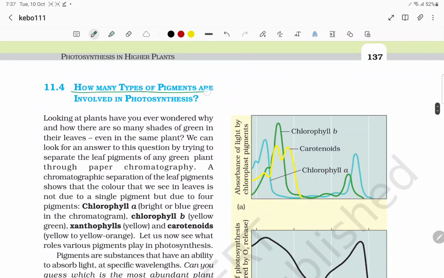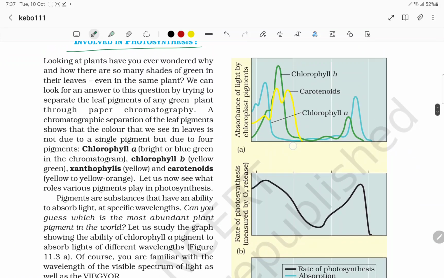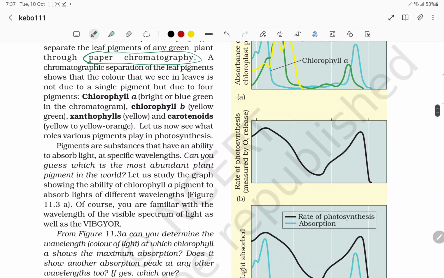Let's see how many types of pigments are involved in photosynthesis. Looking at plants, have you ever wondered why and how there are so many shades of green in their leaves? Even in the same plant, the leaf pigments will vary. We can test these leaf pigments with paper chromatography. You grind the leaf and then put the paper in it. It will absorb the pigment, and you can clearly see the various pigments on the paper. It will separate the leaf pigments.